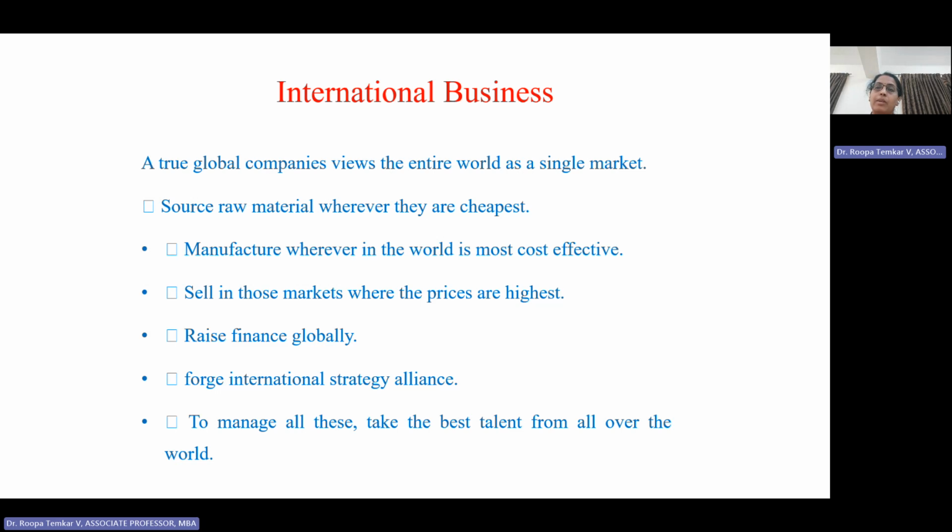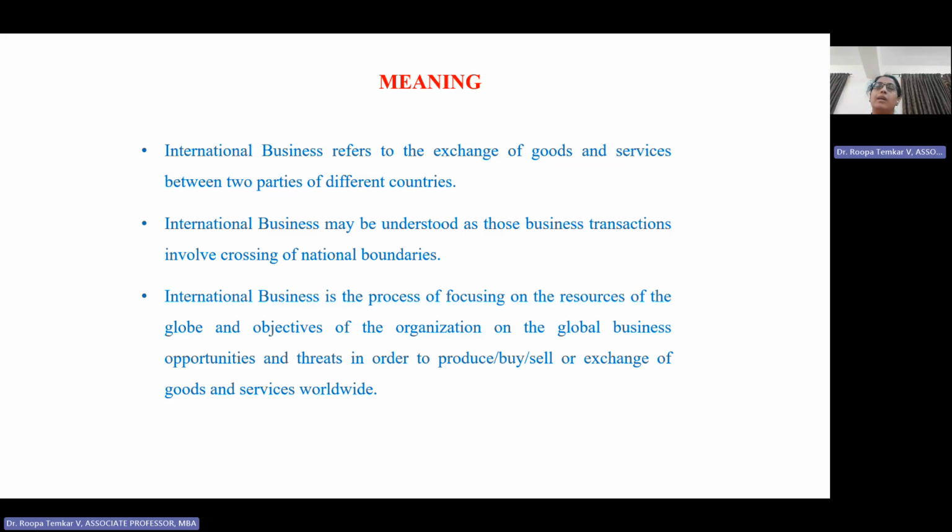Because of that, today we can see the widespread of international business everywhere. Today we can see even the MNCs having their role and existence in every part of the world. So this is a small introduction to international business.